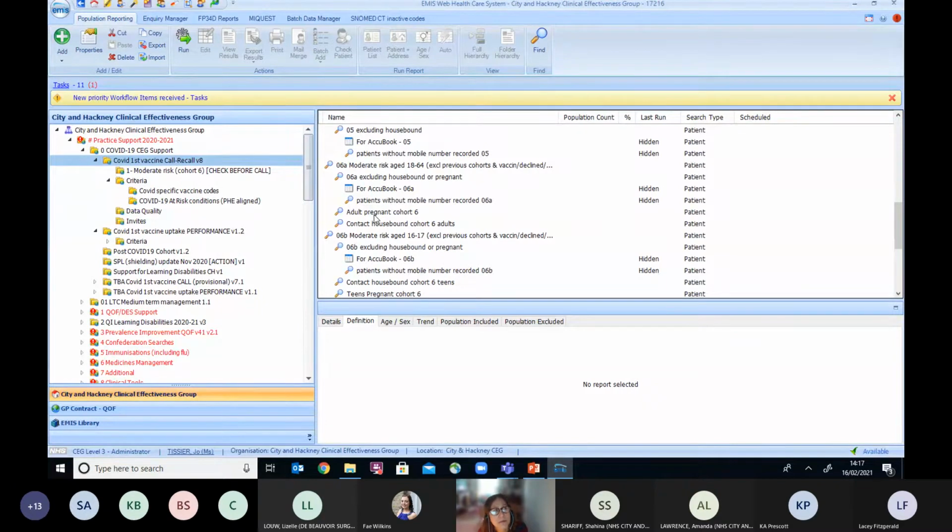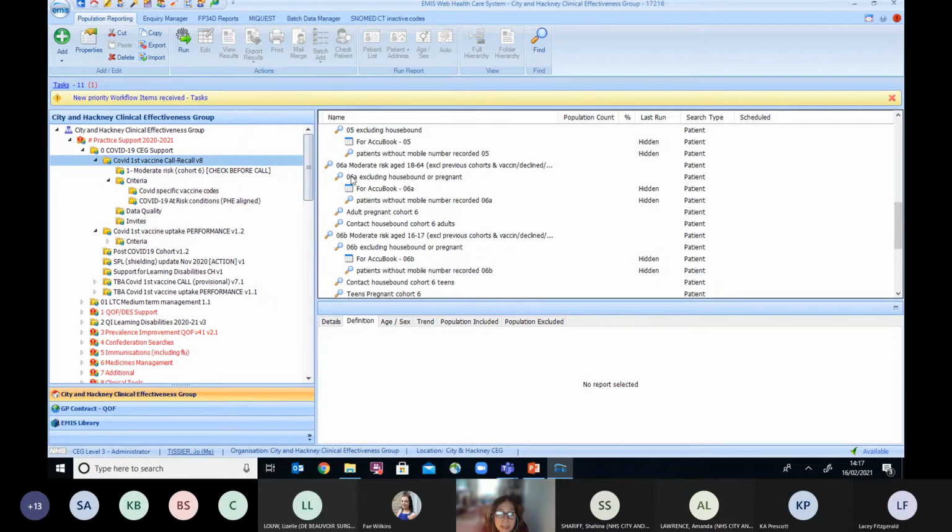For example, you might have somebody who's miscarried and that hasn't been put on the record. So it's also giving you an opportunity to have a little look at these patients and also to make sure that the pregnancy coding is up to date and correct.